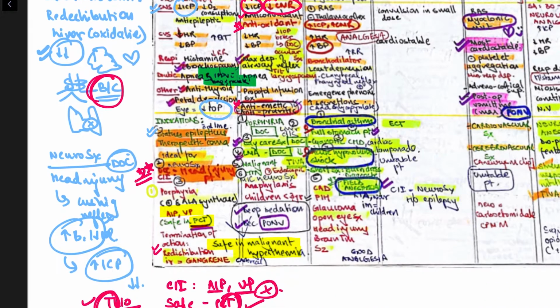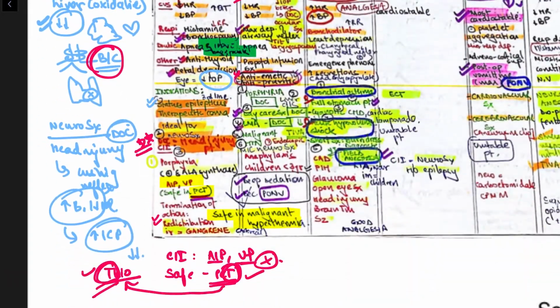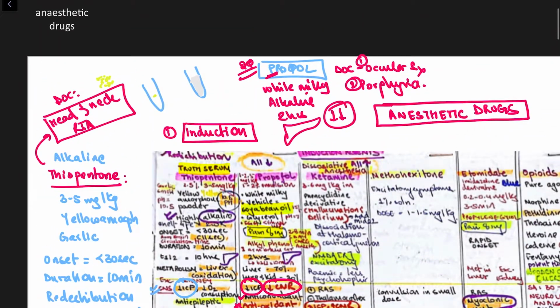So it is the drug of choice for what cases? First is porphyria. Now thio was contraindicated in porphyria, while propofol, P for propofol, P for porphyria. So it will be the drug of choice for porphyria as well. So one is ocular surgery, second is porphyria. Third is malignant hypertension, because it is also safe in malignant hypertension. It is also the drug of choice in daycare surgery.